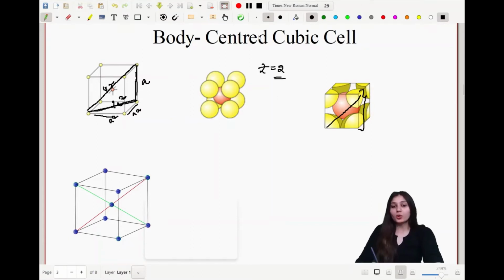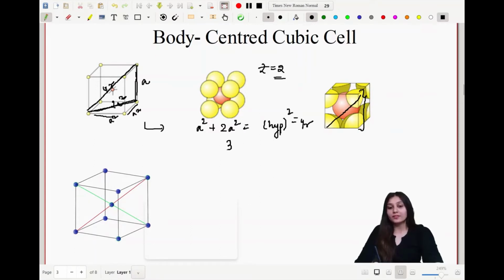So if we put the Pythagoras theorem, we can very clearly see that a square plus 2a square is equal to our hypotenuse square, which in this case is 4r. So we have 3a square is equal to the hypotenuse square. If you do the root on both sides, we have root 3a is equal to 4r, and eureka, we have a relation now.